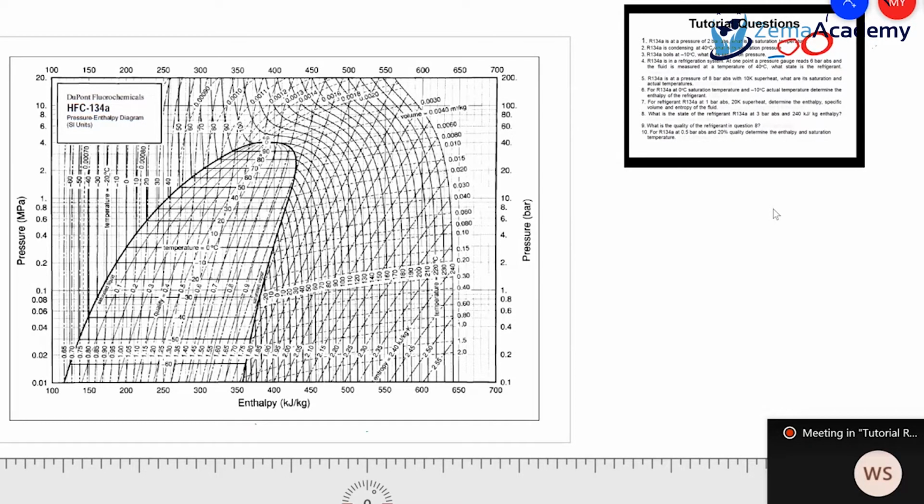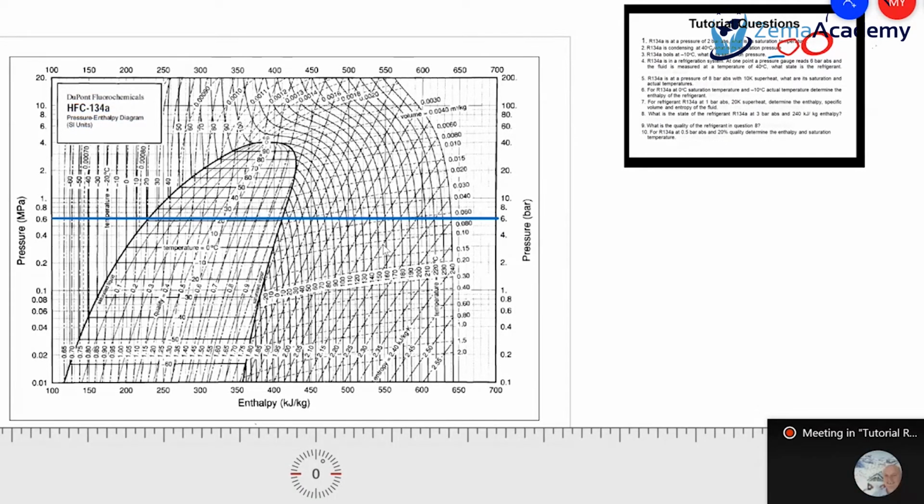R134A is in a refrigeration system. At one point, a pressure gauge reads 6 bar. So we know the pressure. And the fluid is measured at a temperature of 40 degrees C. We also know the actual temperature. What state is the refrigerant? Let's transfer the information that we have. So 6 bar, and the actual temperature is 40 degrees C. So where is our 40? Our 40 is here. And if you follow the line 40, it crosses our pressure line there.